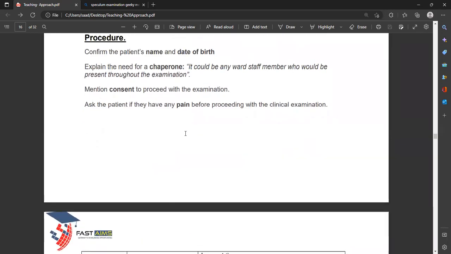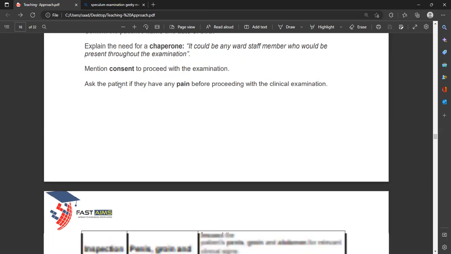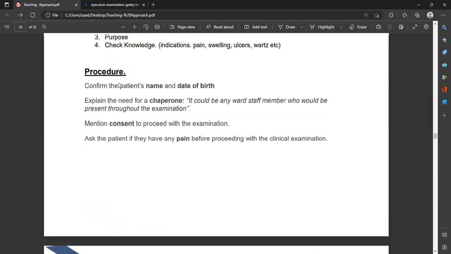So the first part has been done. You have checked the name and date of birth, and obviously, you are going to examine the private parts, the groin and testes. So a chaperone should also be there. It could be any ward staff member who would be present throughout the examination. All right, so now everything has been done.